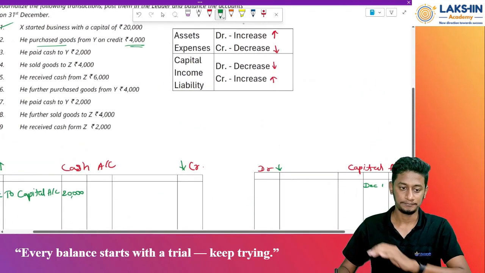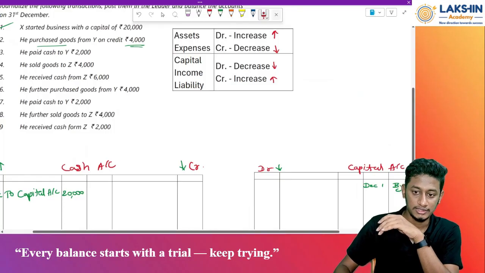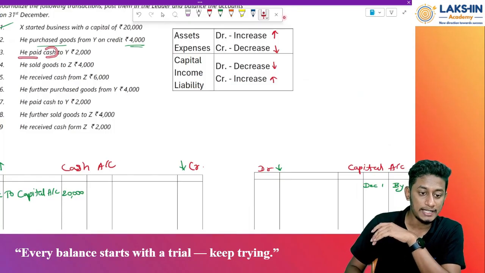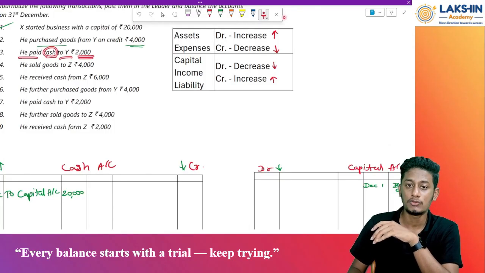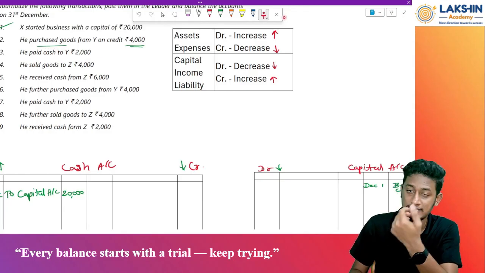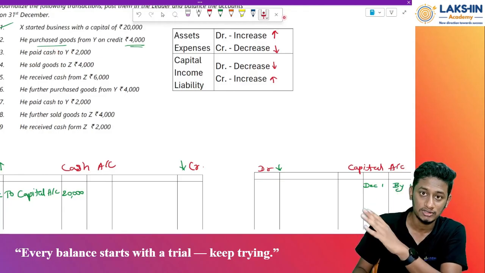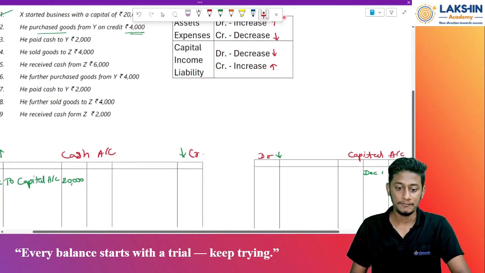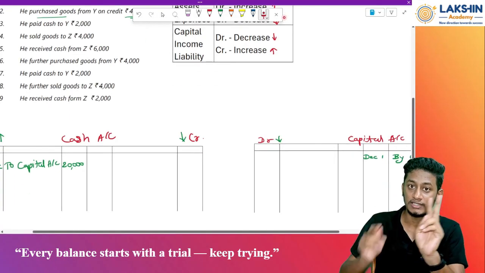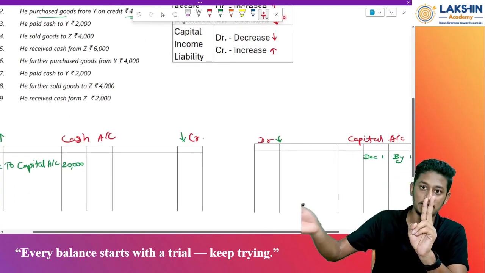Then going ahead. Next, what has happened? He has paid cash to Y, rupees 2,000. So now he has paid some cash to Y to clear off his balance in the books. Right. So now how do we pass the entry? Which are the two accounts that are affected? One is the cash account. Why? Because cash is going out of the business.